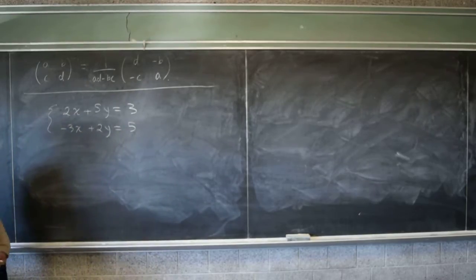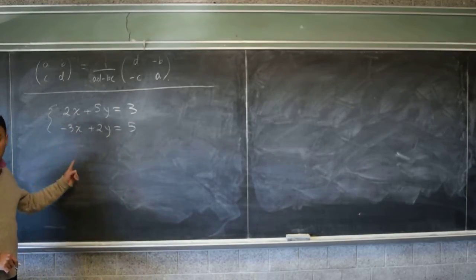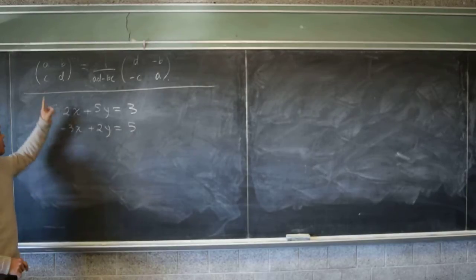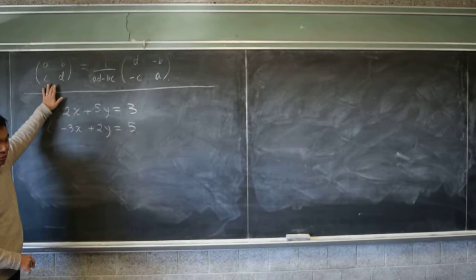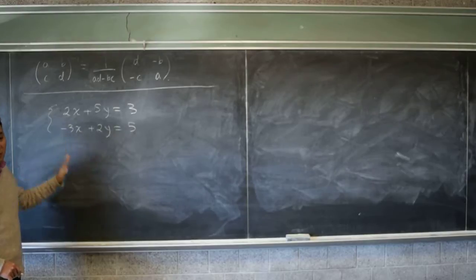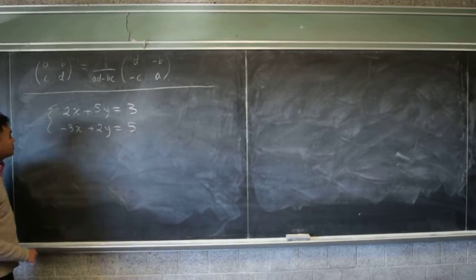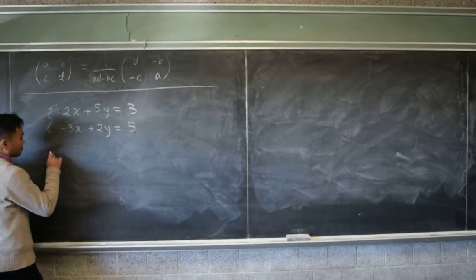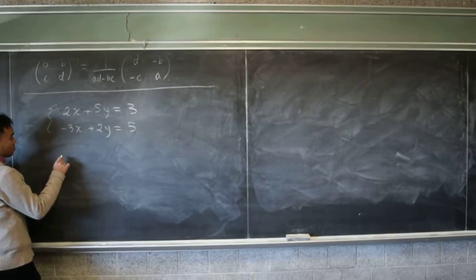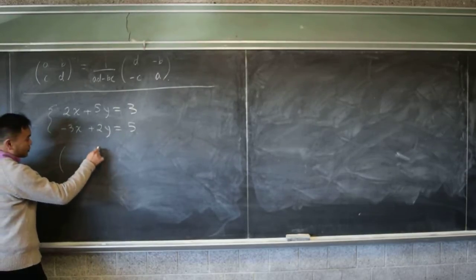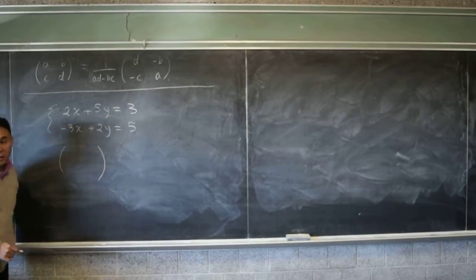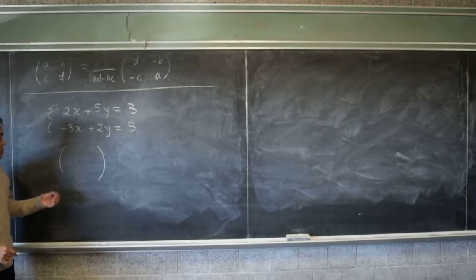What we want to do is change this into a matrix form, and use this formula for the inverse of a matrix to solve this system. Okay. So the first step is to change this into matrix form, and it always follows the following format.